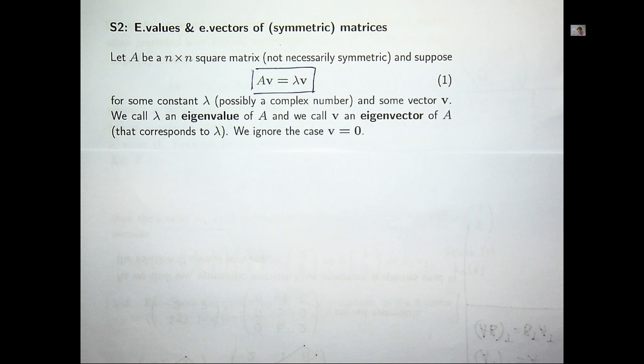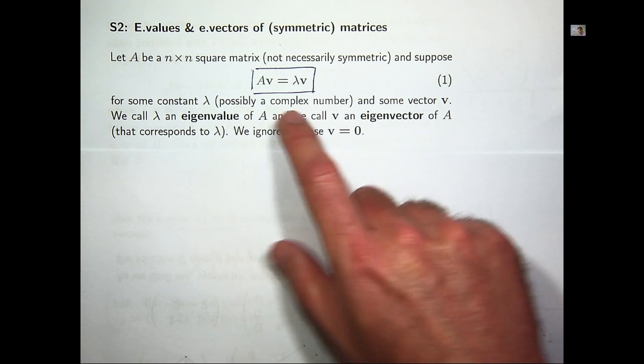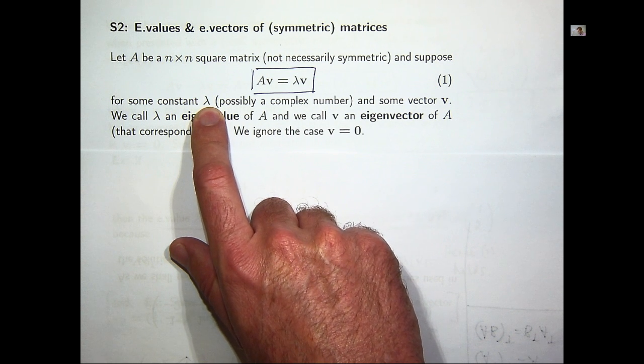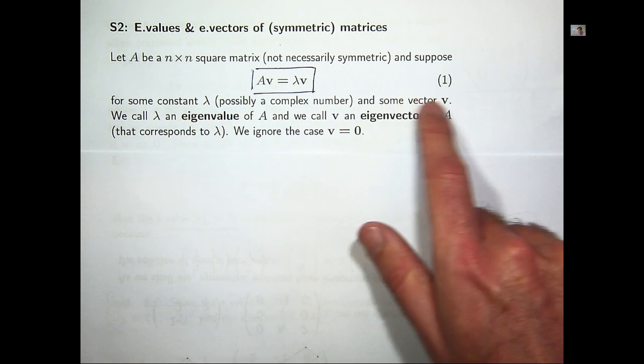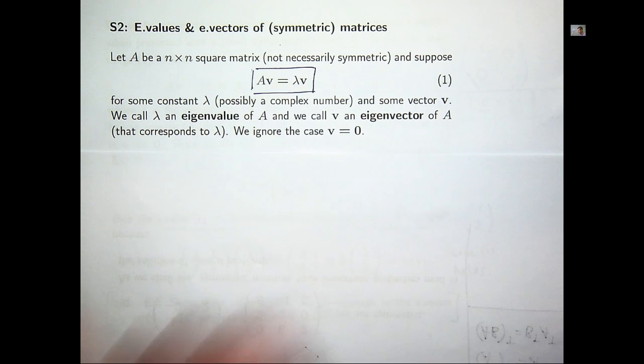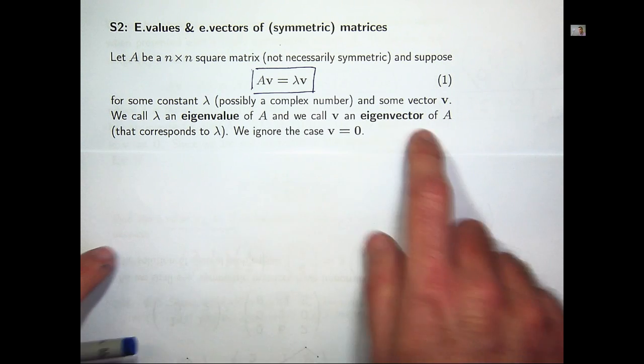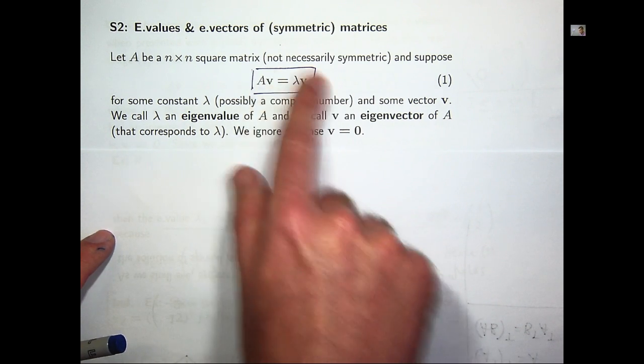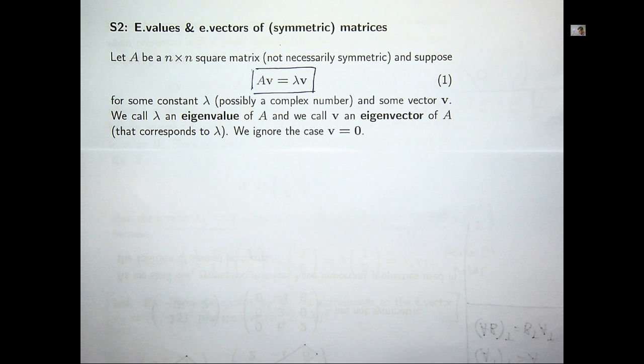And suppose that this equation holds for some number, lambda, possibly a complex number, and for some vector, v. We call the number lambda an eigenvalue of the matrix A, and we call the vector v a corresponding eigenvector of A that corresponds to the lambda. Now, you'll see here that if v is just the 0 vector, well, this will be satisfied, but we ignore that case. We call that the trivial case.